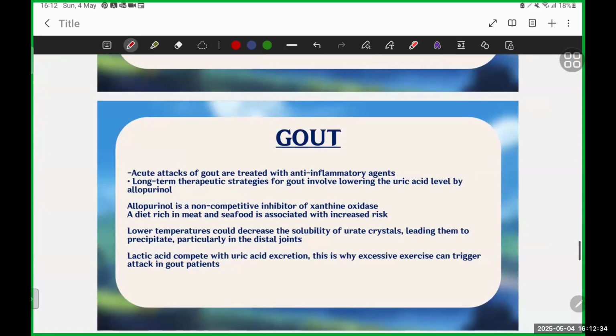One more thing. Anti-inflammatory agents, therapeutic uric acid by allopurinol. How do you lower uric acid? You inhibit xanthine oxidase, two steps, non-competitively. All right, another thing. I think this was in our SAQs as well, but it was in some other batch's SAQs too. So there is a possibility that it could be in yours.